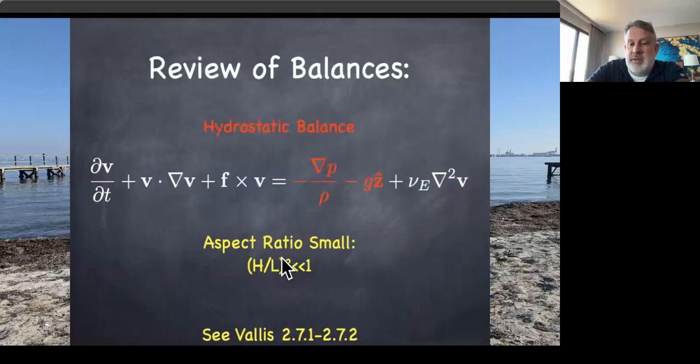Hydrostatic balance turns out to be just about the aspect ratio, whether the horizontal versus vertical is giving you more of the pressure. The pressure is coming mostly from the gravity term, and so that one comes really just from the assumption of a small aspect ratio.